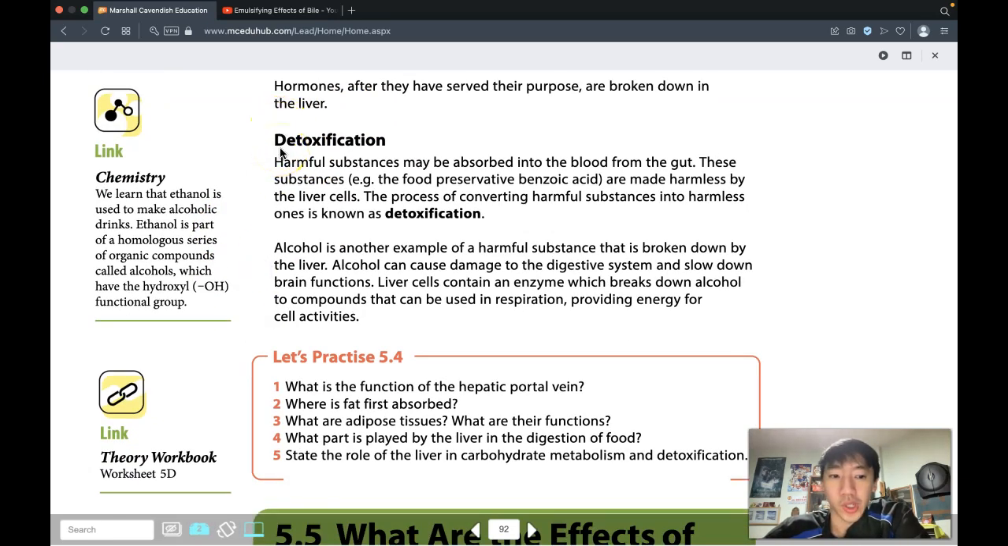Detoxification is the fifth function of the liver. Harmful substances may be absorbed into the blood from the gut. These substances, for example, a food preservative known as benzoic acid, are made harmless by the liver cells. The process of converting harmful substances into harmless ones is known as detoxification. Do you still remember in the cells chapter, your SER, smooth endoplasmic reticulum?